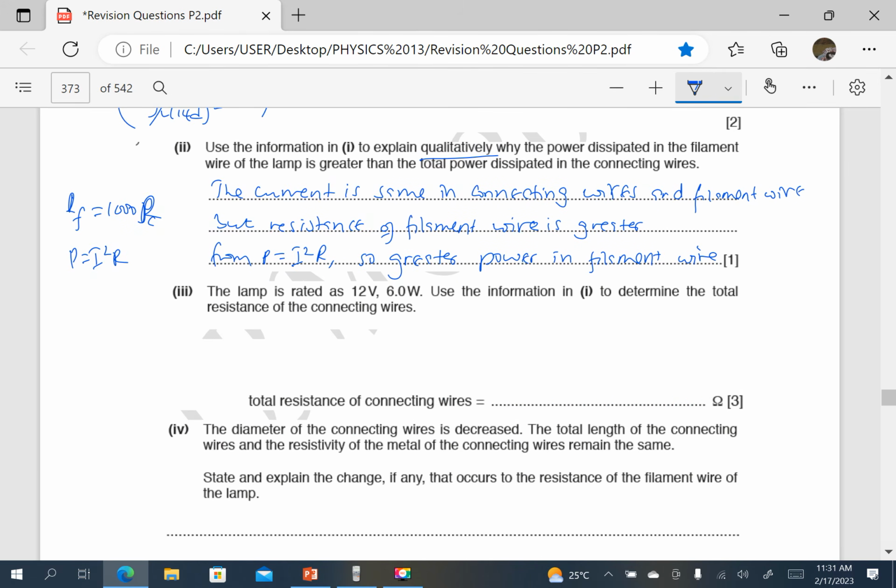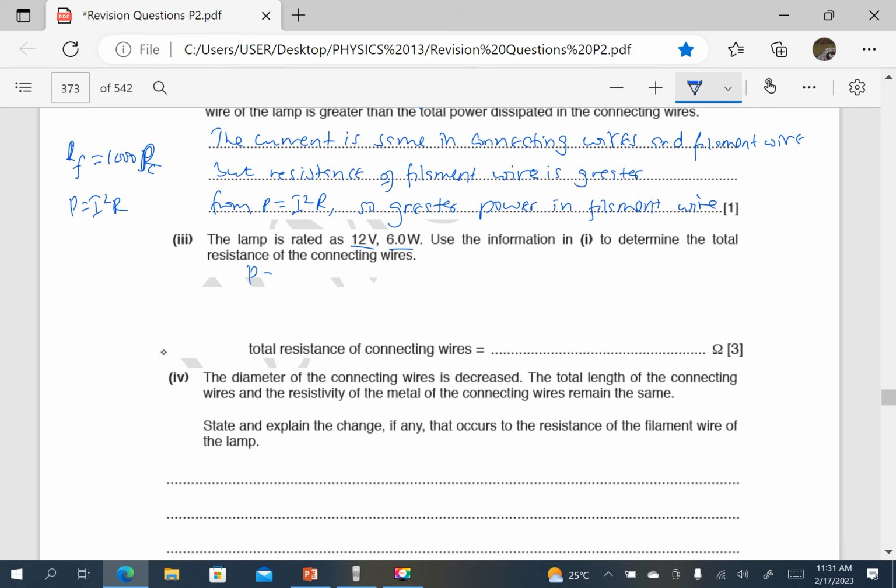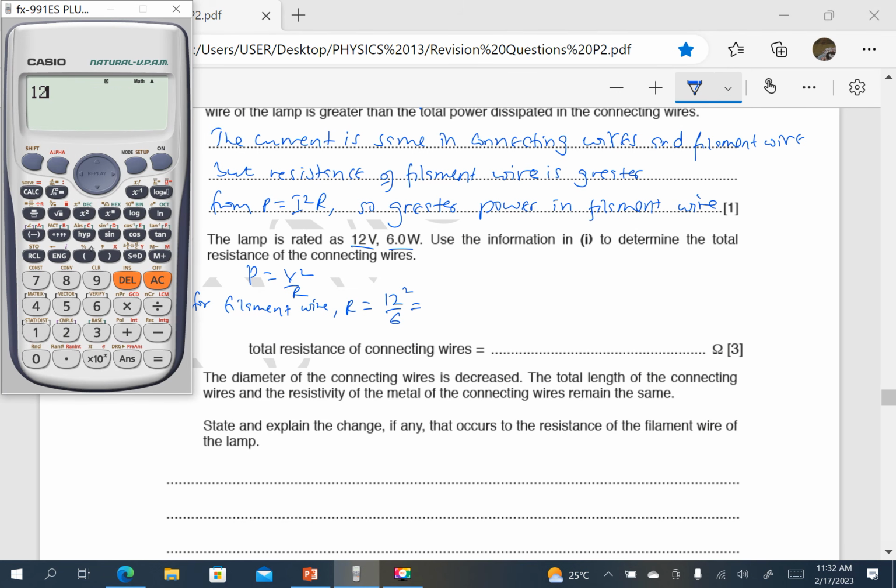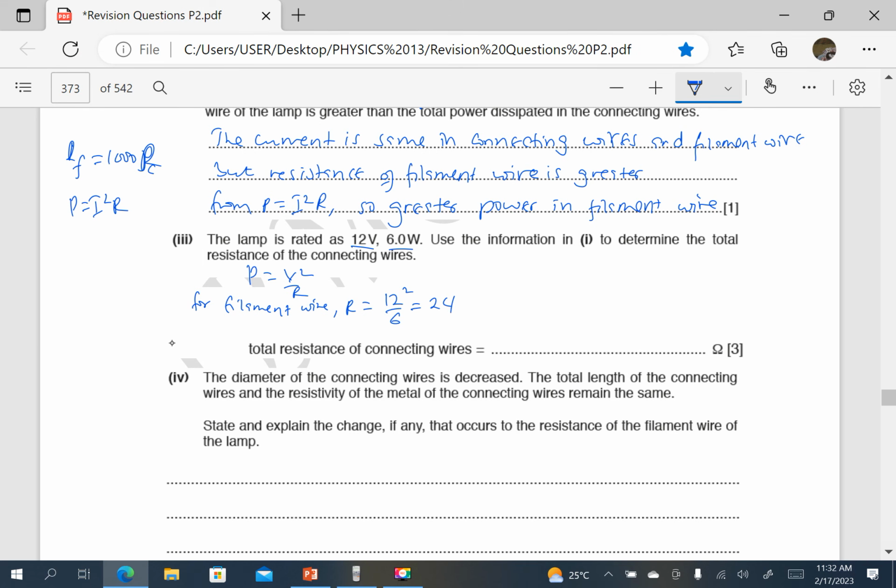Okay. The lamp is rated 12 volts, 6 watts. Use the information in Roman 1 to determine the total resistance of the connecting wires. Okay, so we know power is equal to V squared over R. For the filament wire, resistance is going to be equal to 12 squared divided by the power, which is 6, because the lamp is rated that. So 12 squared divided by 6 is 24. So the resistance of the filament wire is 24 ohms.